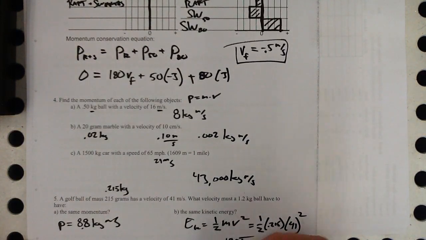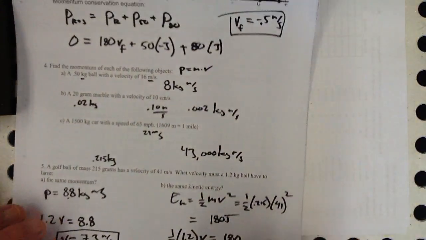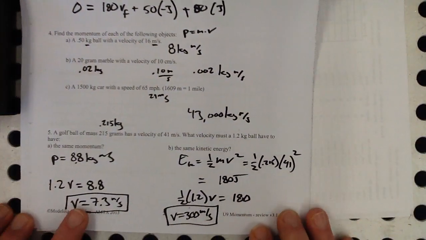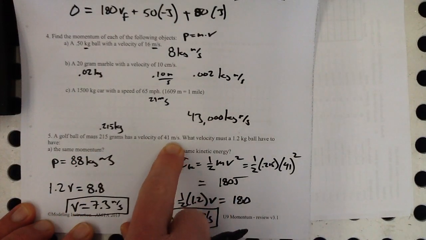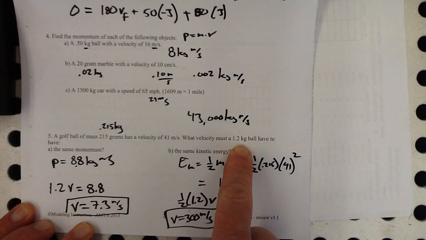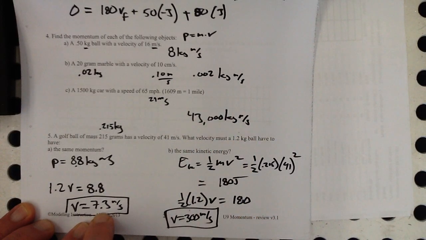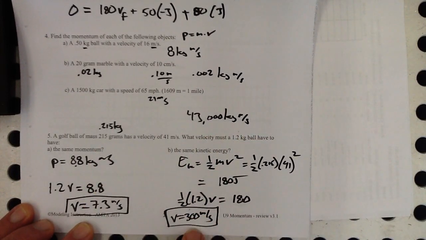That's about 300. Sorry, I'm off screen there. That's interesting to think about for a minute. You've got a golf ball with this velocity. If you want to have the same momentum with a 1.2 kilogram ball, you only need to be going this fast. If you want the same kinetic energy as the golf ball, then you have to be going that fast.